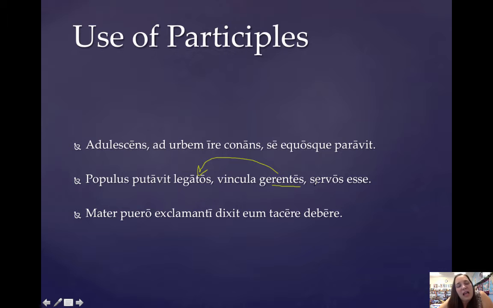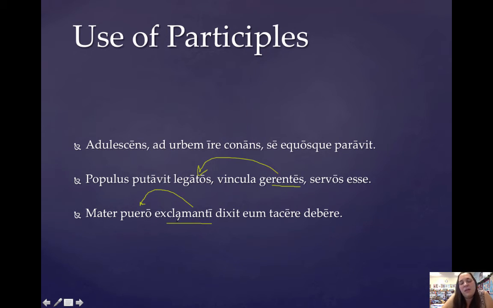Okay. And then our last sentence, mater puero exclamanti dixit eum tacere debere. Our main sentence here, of course, being that the mother said to the boy that he ought to be quiet. Okay. Now we have this participle exclamanti, which is dative and describing puero, right? So the mother said to the boy, shouting, exclaiming, that he ought to be quiet.